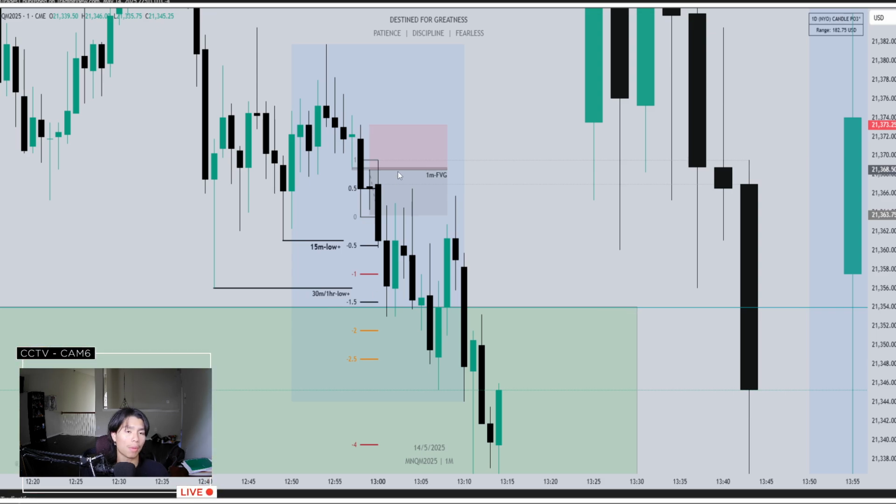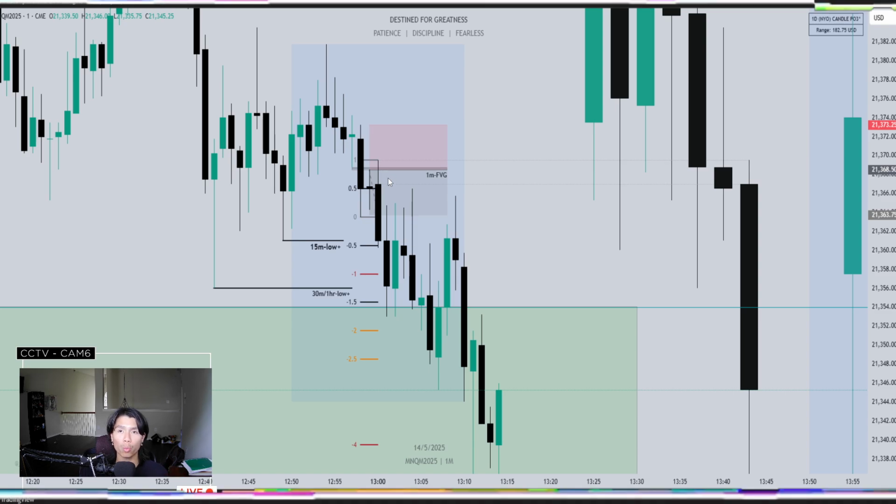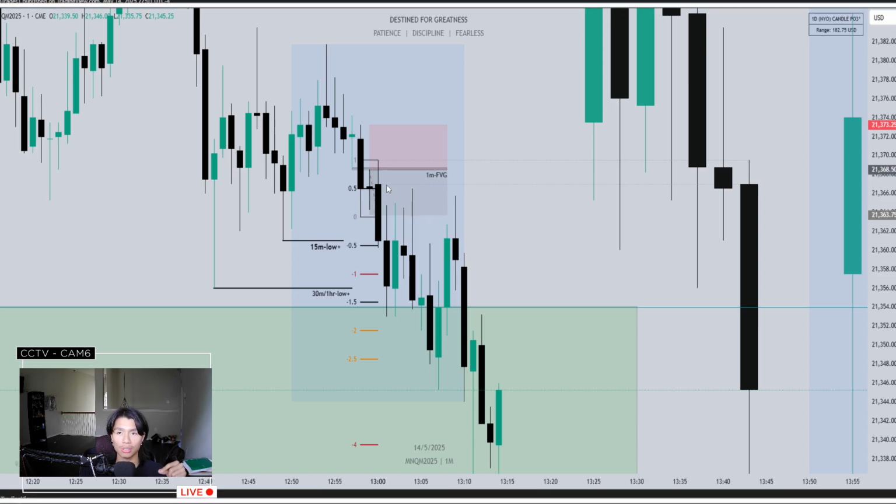One thing that I do want to mention is that the 1 minute fair value gap was created within my 15-minute model. So this 15-minute candle here is my model. And this 15-minute candle was created within 15 minutes. And the fair value gap here that I used to enter off of was created within that 15 minutes that created my model. So it's a valid entry pattern to use.